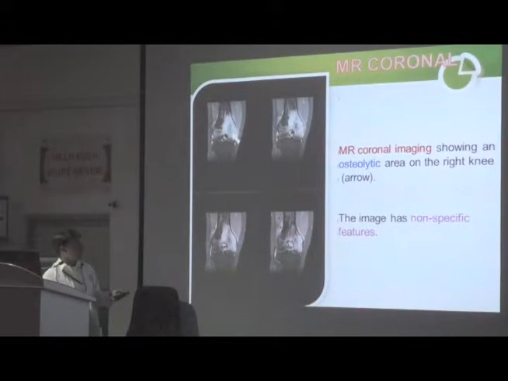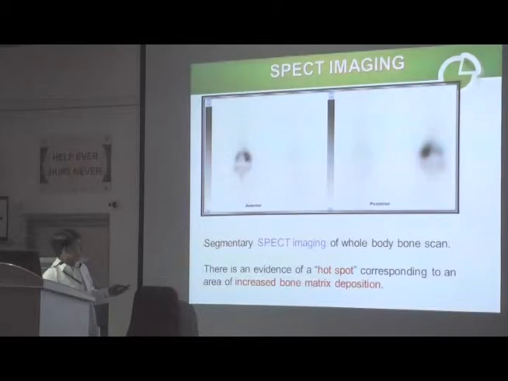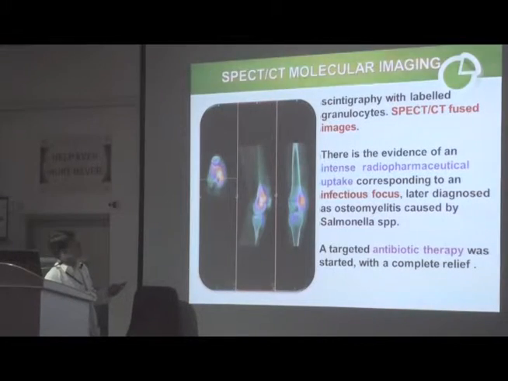The image has non-specific features, whereas the segmentary SPECT imaging of the whole body scan shows a hotspot corresponding to an area of increased bone matrix deposition. On SPECT-CT, there is fusion imaging, scintigraphy with labeled granulocytes, SPECT-CT fused imaging. These are the coronal, sagittal and transaxial images.